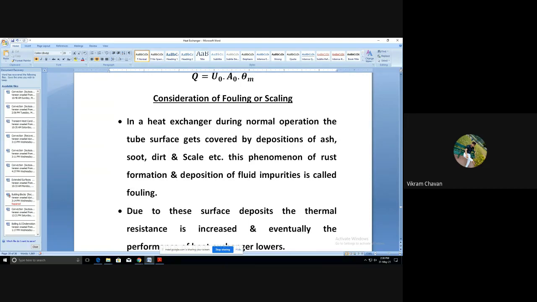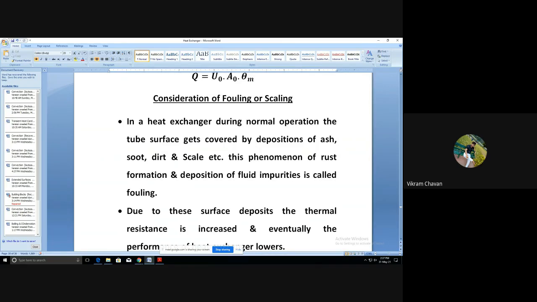If you check any pot in which you are heating water, and if you do not clean it for so many days, you will come to know that there is a formation of a layer inside that pot. What is happening at that location? Whatever minerals or dirt particles are present in the water or the liquid, those particles will get deposited on the inner surface of that pot.